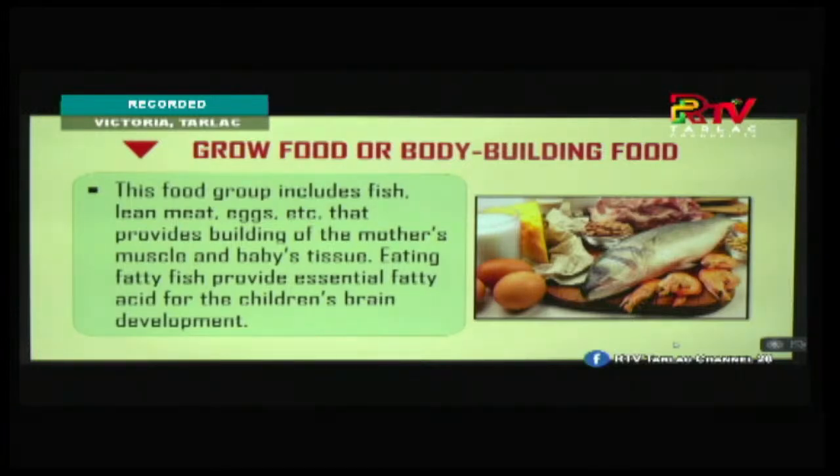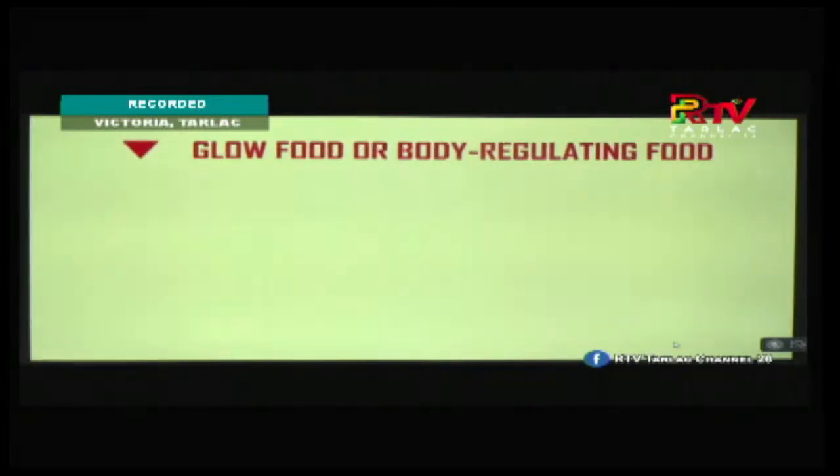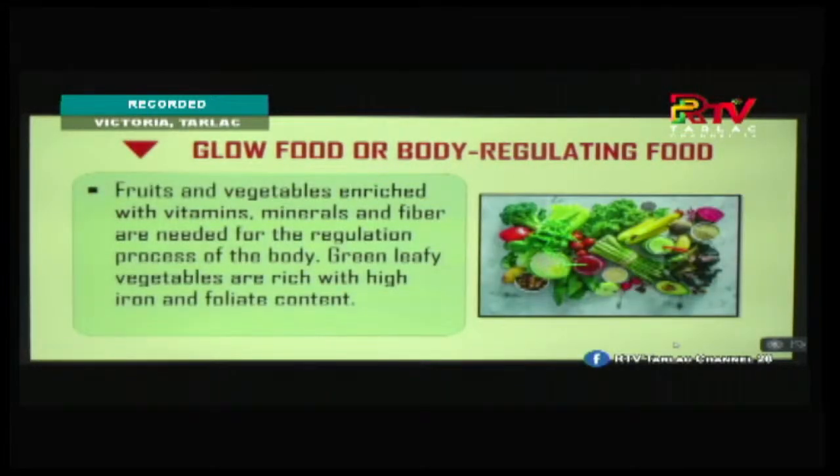Para sa Glow Food or body-regulating food, fruits and vegetables enriched with vitamins, minerals, and fibers are needed for the regulation process of the body. Green leafy vegetables are rich with high iron and folate content.